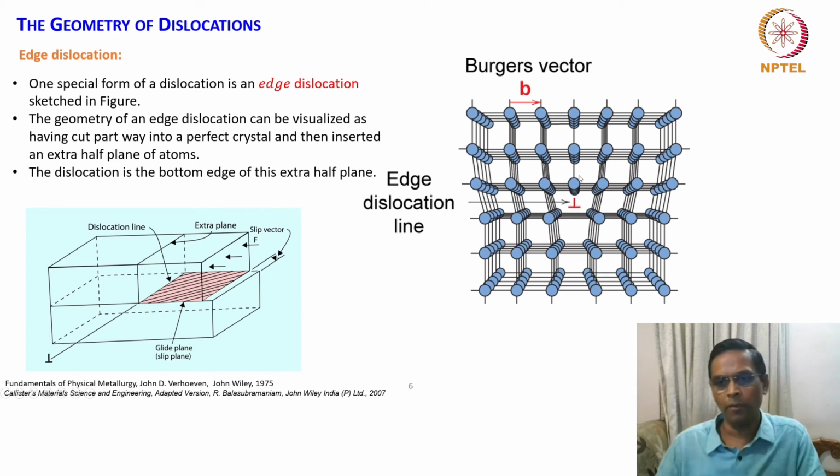That means this whole block is tilted here, and then you are seeing the dislocation line. The dislocation line is going through the plane of this slide, perpendicular, going inside. That is called the dislocation line, and this is an extra half plane. And wherever the crystal got slipped by a distance B, called the Burgers vector, also called the slip vector, is shown here.